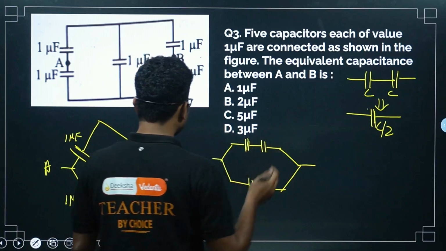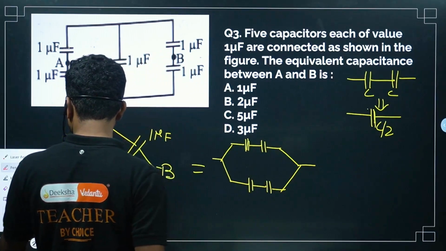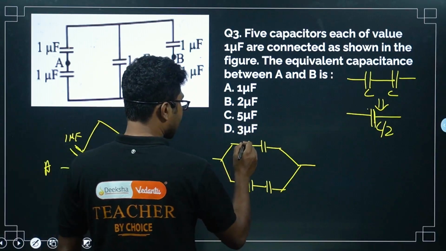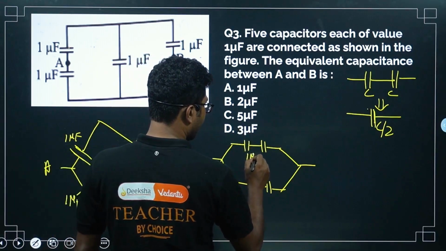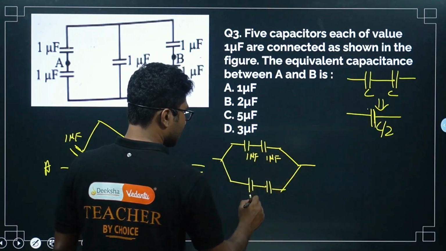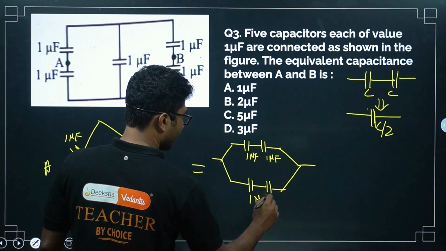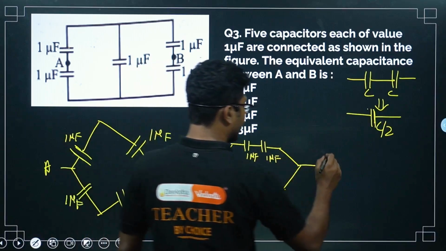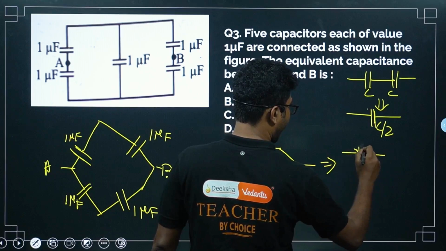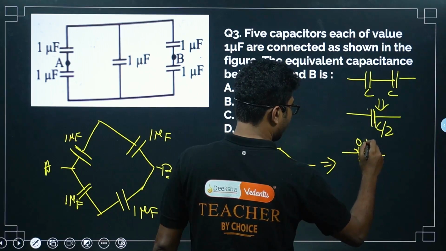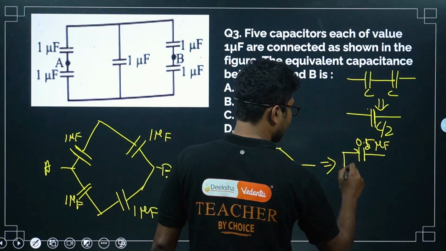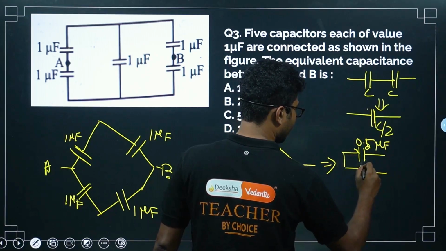Because you have less time to answer this kind of question, you have to use a little bit of shortcuts and tricks. The trick is that this is 1 microfarad, this is also 1 microfarad, then this is also 1 microfarad, and this is also 1 microfarad. So the equivalent will be 0.5, half of 1 microfarad, right? So 0.5 microfarad, and then another 0.5 microfarad.